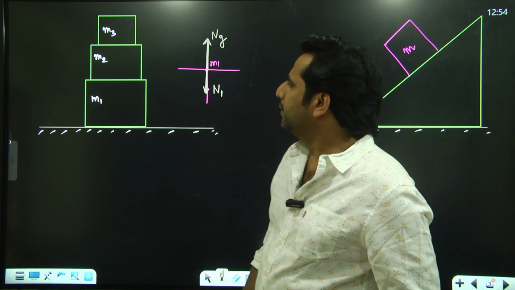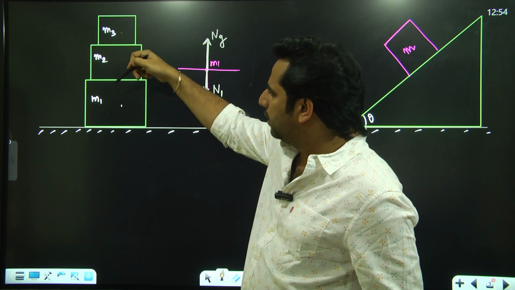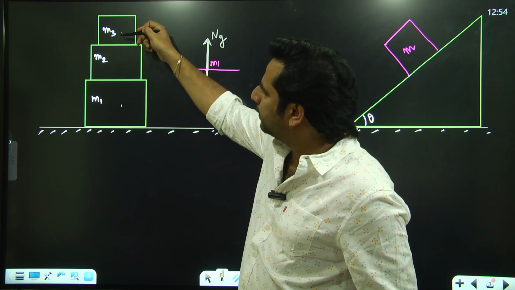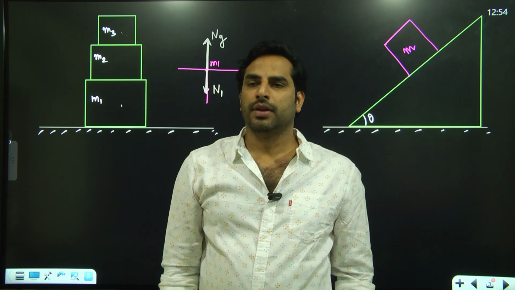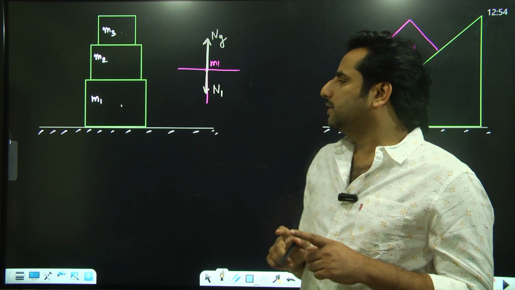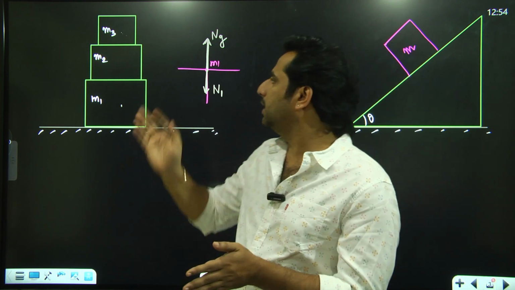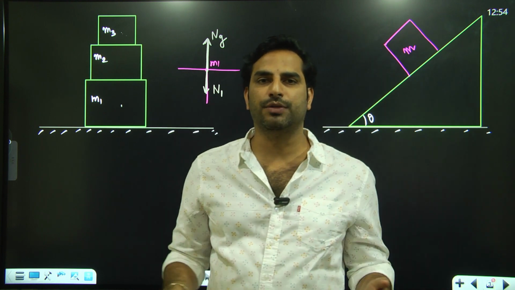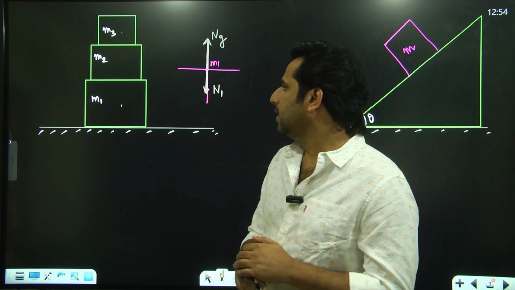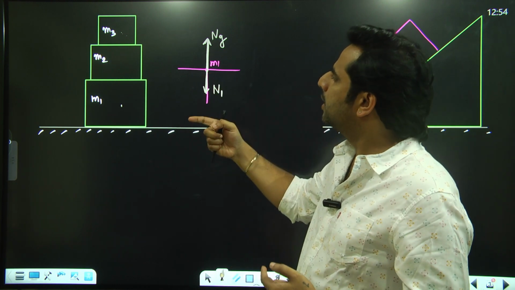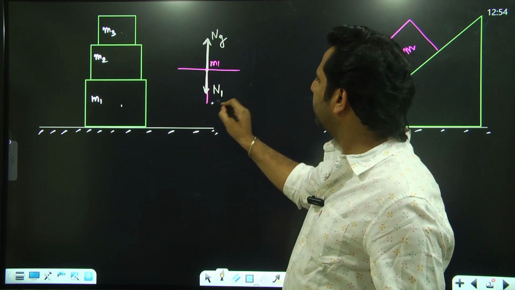Most students are confused here. They think the weight of M3 is acting on M1 and there is also normal contact force between M3 and M1. No, these are all misconceptions. Normal force exists only if there are two surfaces which are in contact. M3 and M1, there is no contact, so forget about normal force between them. There is no normal contact force between M1 and M3. It is only between M2 and M1, M3 and M2, and M1 and ground. So these are the normal forces.